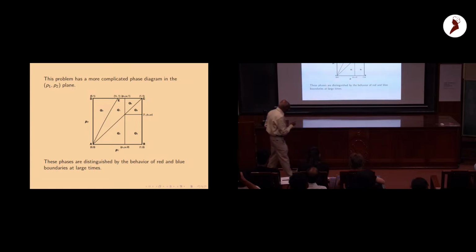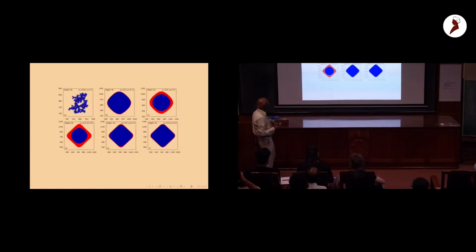Okay, so what are these different phases? This picture tells you what they are. One phase, I don't know where it occurs just now, but there is one phase in which in the end you only have blue and then there are holes and there are no reds. That is what we discussed before. That is when the reds grow at a very small rate.